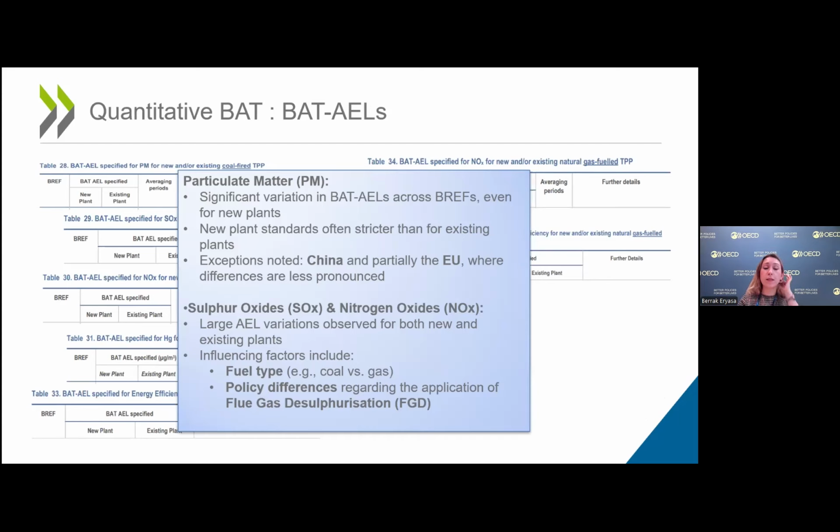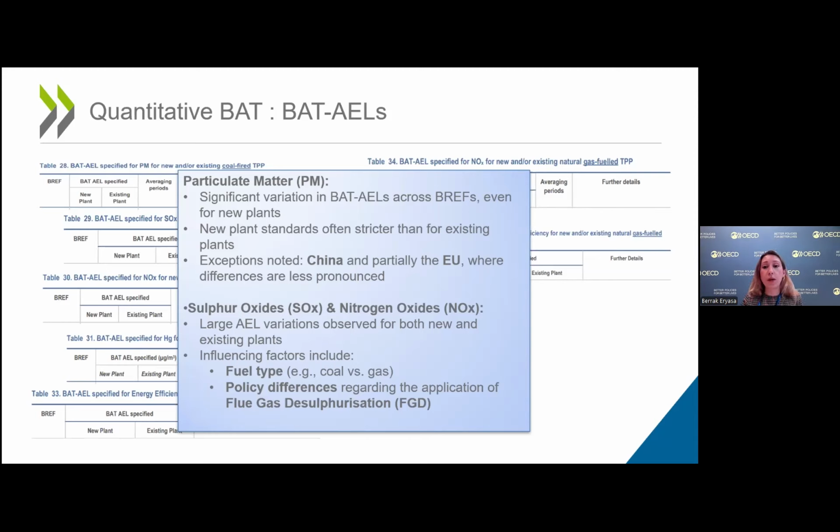Another aspect that we wanted to note was the quantitative BAT, as I mentioned, BAT associated emission levels. We have multiple tables specific to the pollutant itself, and we tried to note when the information was available, whether the BAT-AEL was specific to new plants or existing plants.